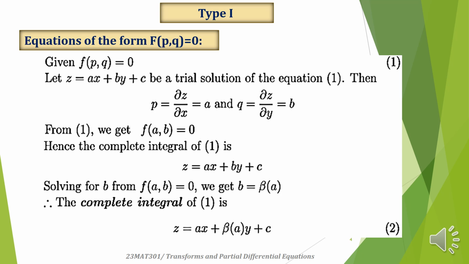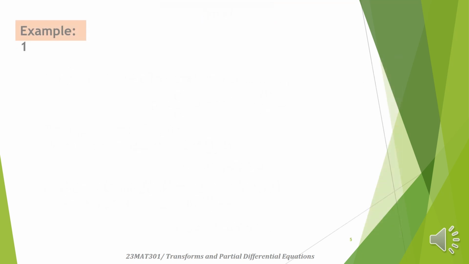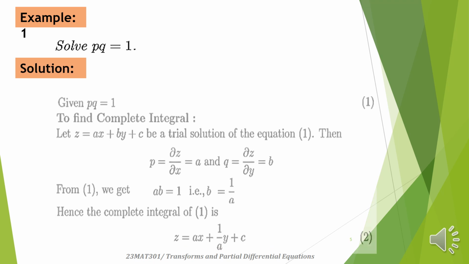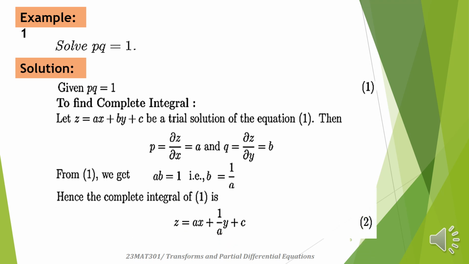Okay, you can see the example. It would be easy for you to understand. So here pq is equal to 1. It is of the form f of p comma q is equal to 0. So obviously the first one, you will find the complete integral. To find the complete integral, you should have the trial solution. What is the trial solution? z is equal to ax plus by plus c. And you know that p is equal to a and q is equal to b. Substitute the values, you will get ab is equal to 1. So from that you have to find the value of b.